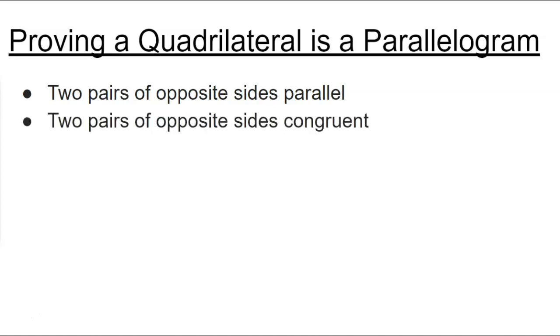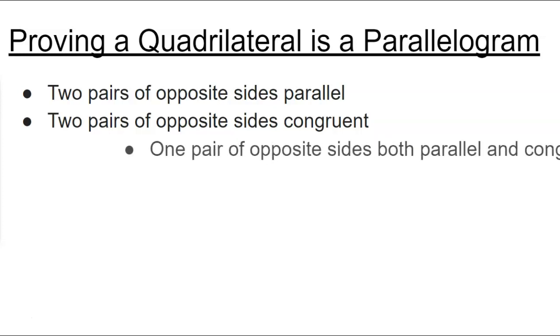So we can opt to show that the two pairs of opposite sides are congruent. If the opposite sides are congruent, the only way that can happen is if it's a parallelogram. So if those are congruent, then it has to be a parallelogram. It's the only shape with that characteristic. So if two pairs of opposite sides are congruent, it is also a parallelogram.